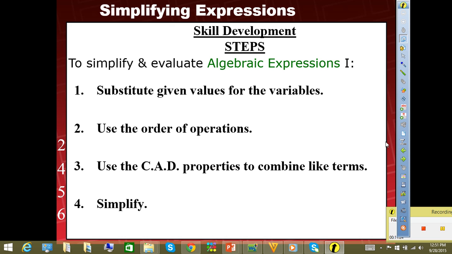Okay, we got this, right? All right, so check this out. Like I said, today we're going to take a break from polynomials. We're just going to go back to basics, very basic.